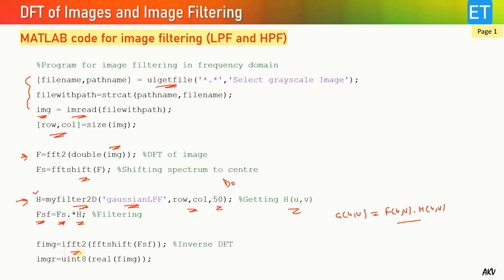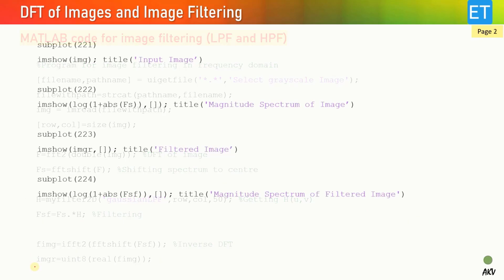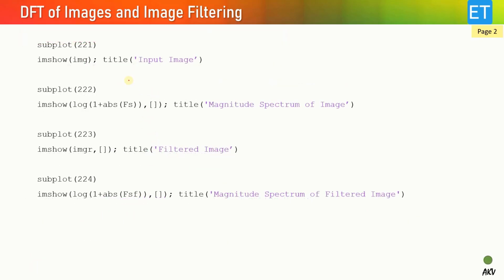And now taking the inverse Fourier transform, I'm getting my image, but it is in a double format, and it is also complex. So I'm just taking the real part of this and converting it into the unsigned integer 8 type to get my image in IMGR, so I can visualize it. And these are a few plot commands that will plot your input image and the magnitude spectrum, and it will plot your filtered image and then the magnitude spectrum of the filtered image. So you can compare what type of input and output I have.